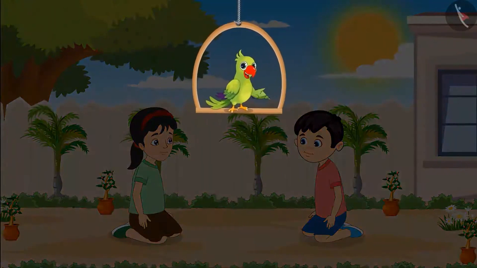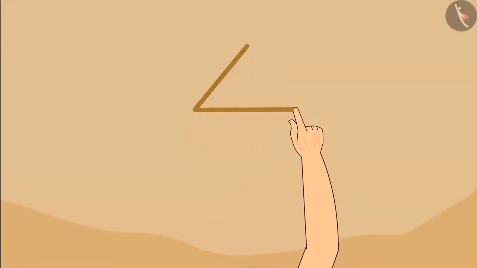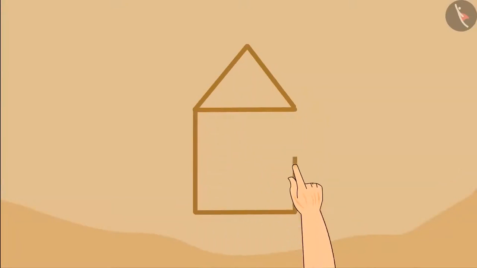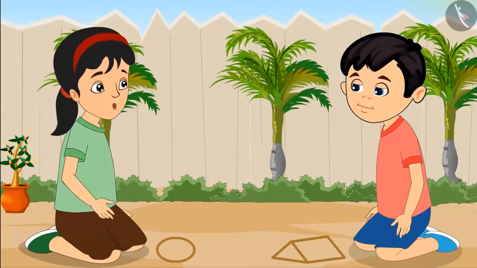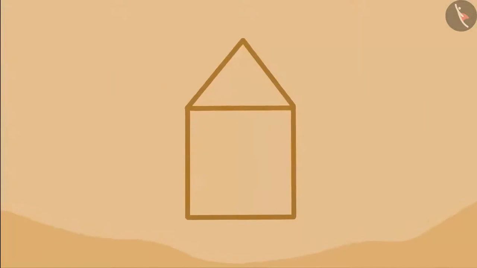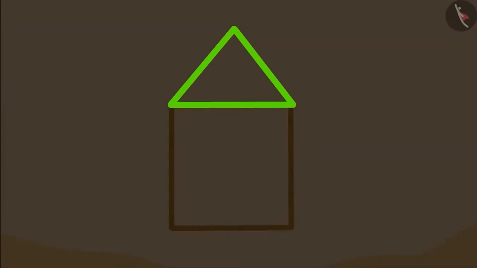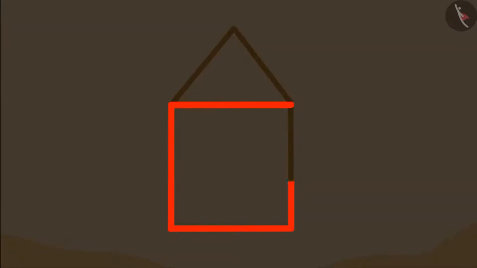Today, Chotu and Pinky are playing with sand in the park. Pinky, look, I have built this house with sand. Oh wow, Chotu! This house is made of different shapes. This is a shape made of three sides. And this is a shape made of four sides.